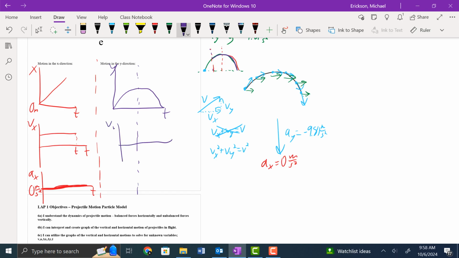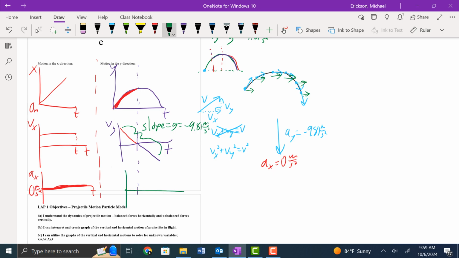Now to draw this on my VYT graph, and I'm specifying in the y direction. All right, so let's say this is the red half. So if this is the red half, I'm going to draw it here. An object slowing down in the positive direction, it would look like this. And then the purple half, it speeds back up in the negative direction. This slope here is equal to g, which is negative 9.81 meters per second squared.